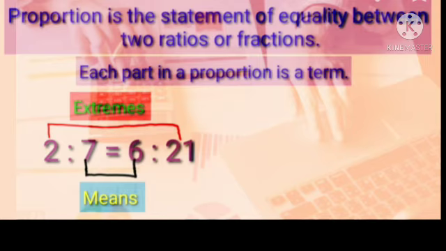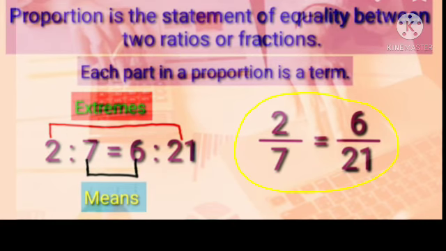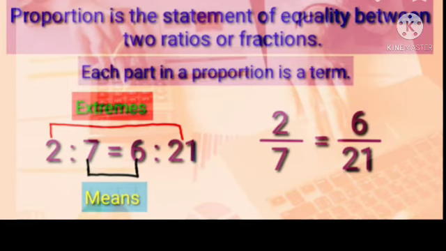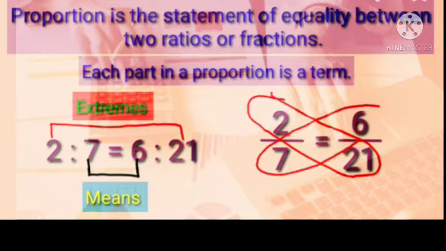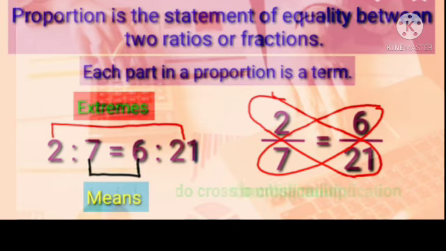A proportion can also be written or expressed in fraction form. So pwede natin itong isulat just like this: 2/7 is to 6/21. Ngayon, kung nasa fraction form ang dalawang ratio, para ma-check kung ito ay proportion, all we have to do is the cross multiplication. Kapag pareho ang cross products, ang dalawang ratio ay proportion.